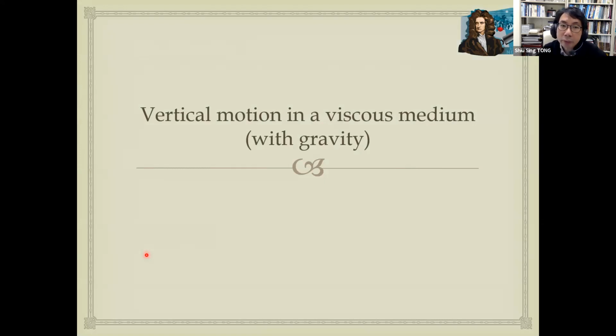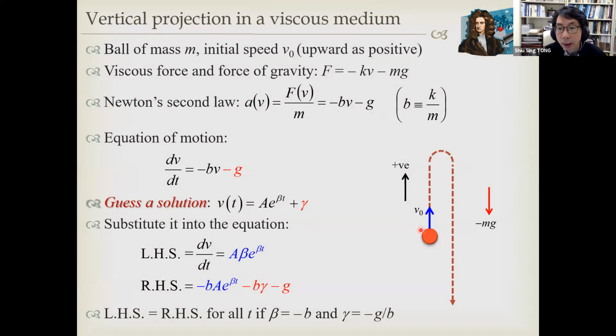Now, when we describe a more difficult situation, that more difficult situation is we describe the vertical motion of the ball in a viscous medium in the presence of gravity. Suppose we have a ball and we project the ball vertically upwards, like what we did in high school. That is a vertical motion under gravity.